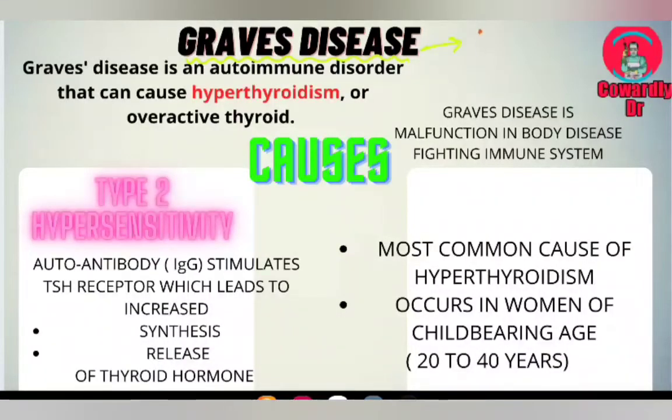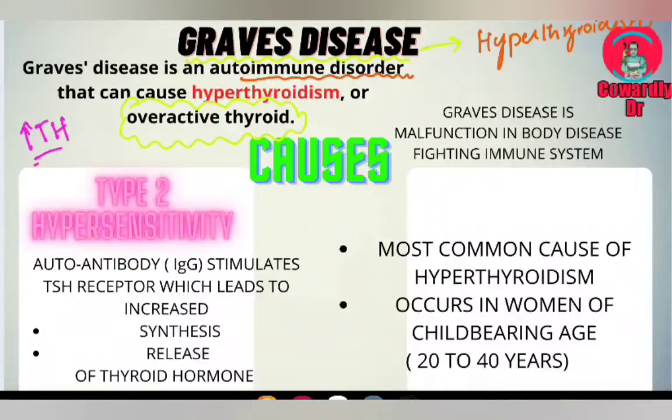Now we will discuss the main disease of hyperthyroidism, which is Graves' disease. So this disease is an autoimmune disease. It occurs due to an overactive thyroid. Overactive thyroid means that the body is producing too much thyroid hormone. So what will happen is that in this disease there is a malfunction of the body's immune system.